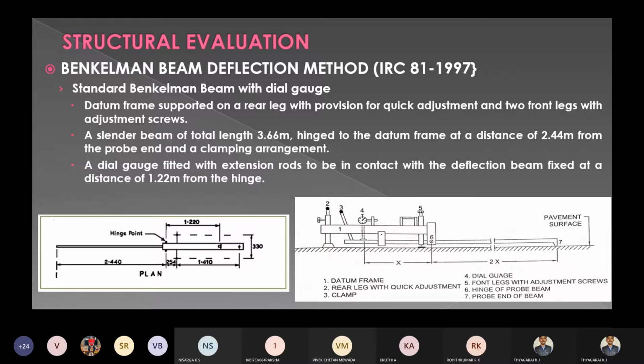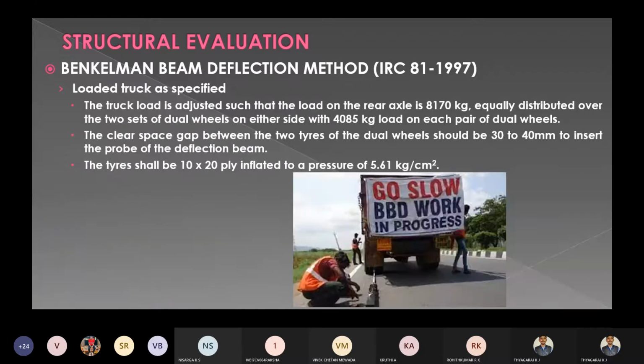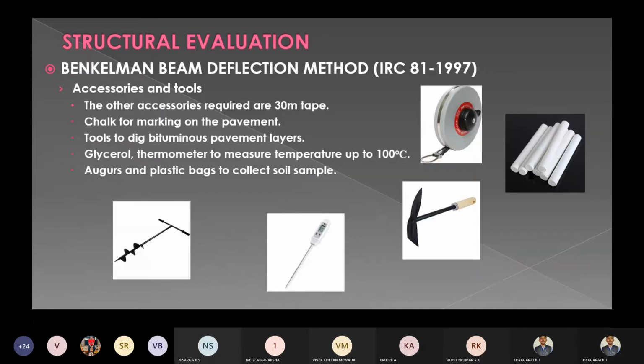The total length of the beam and the loaded truck we require, that is a rear axle weight of 8170 kg and a tire pressure of 5.61 kg per centimeter square. Then other accessory tools like tape, chart paste, thermometer, glycerol, all those things we require. These are the other accessories we require for conducting this Benkelman beam deflection.